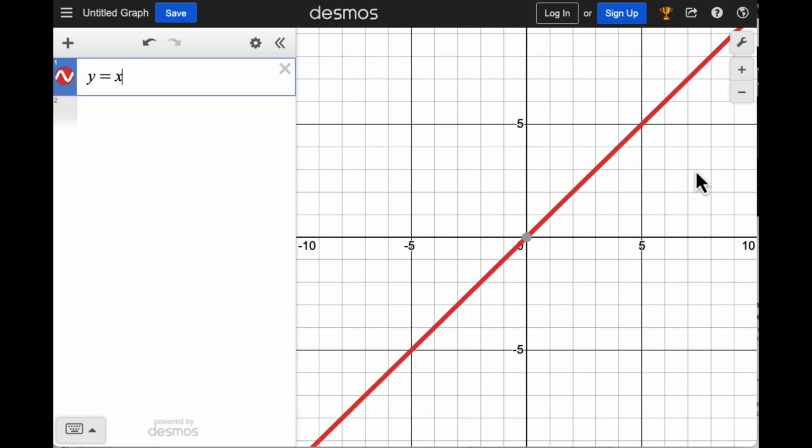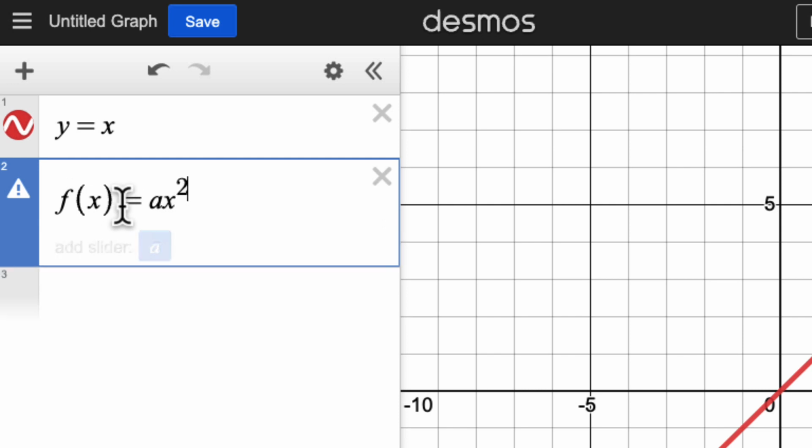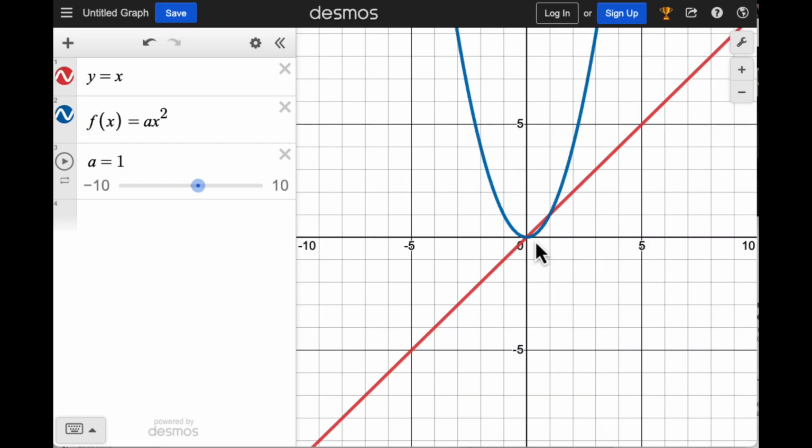So let's start by graphing the function f of x equals ax squared. You'll be asked if you want to create a slider for a. You do, so click the blue button. This is the graph of a parabola with its vertex at the origin. By default, a is equal to 1.